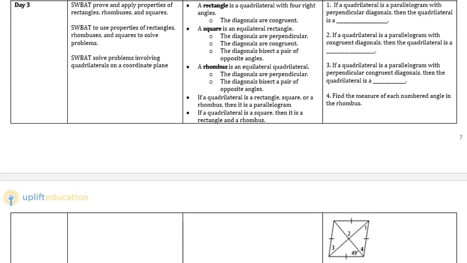For day 3, you are starting to look at rectangles, rhombuses, and squares, looking at quadrilaterals in the coordinate plane. This is also a pretty big day because it's easy to confuse the properties of rectangles, squares, and rhombuses. So slow this down a bit if you feel the need. Otherwise, just make sure that the kids understand the concepts and can apply algebra to them.